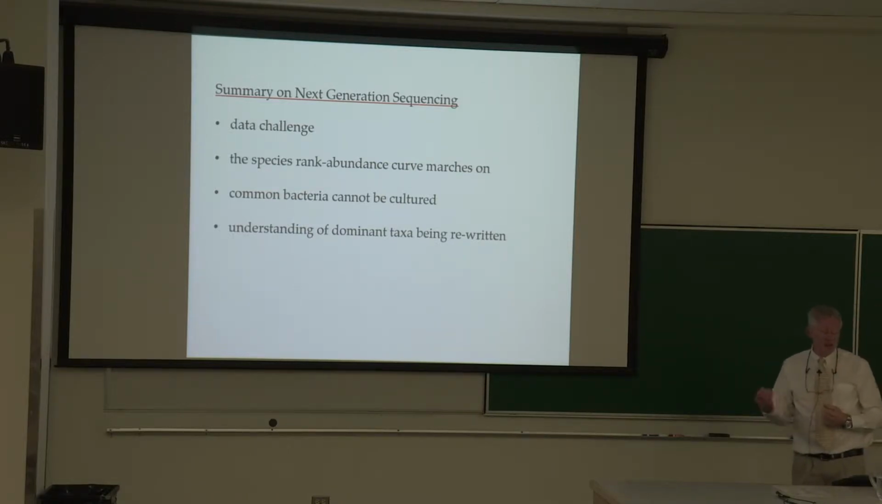And I have the data too for the fungi. I used a different primer from the same sample for the fungal abundance. I can show you that afterwards, so I have that. The species rank abundance curve marches on.